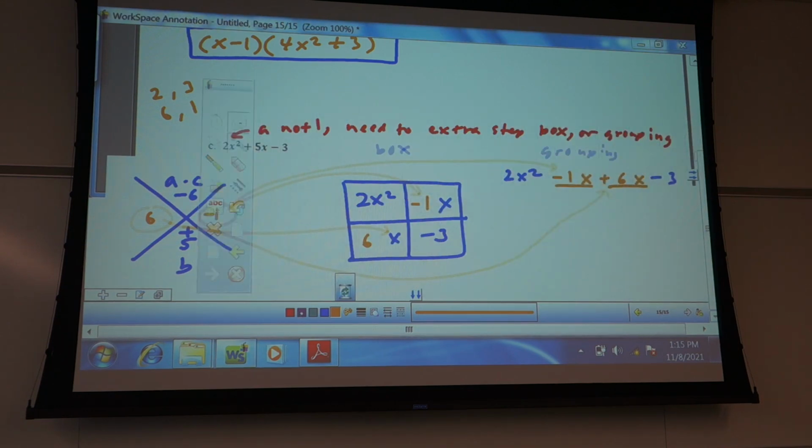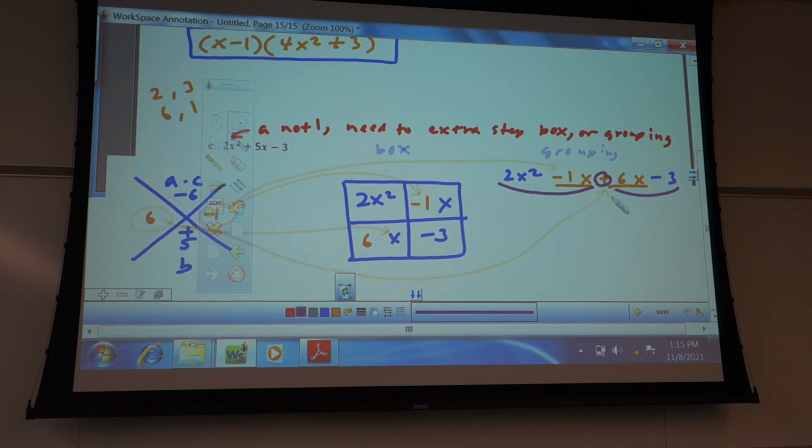And then you need to sort out how to factor them. We'll do it by grouping first. So if I'm going to group them, I'm going to do this one, and then here's the sign, and then I do that one. So what can I pull out of 2x squared and negative 1x? We're going to pull out of 6x minus 3x.